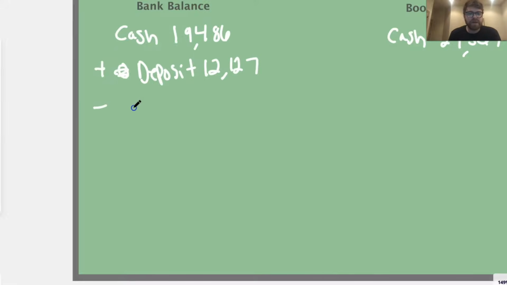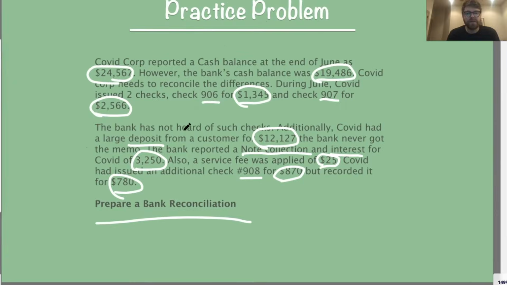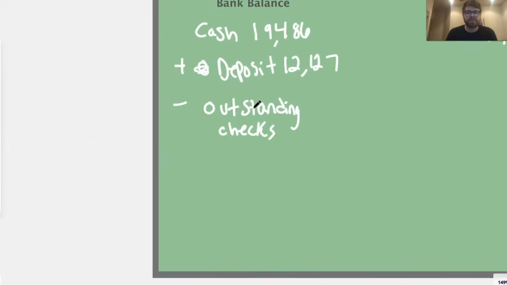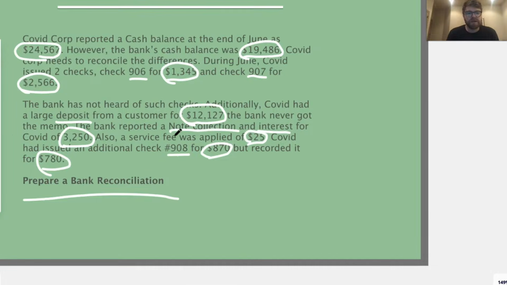Now next, was there any outstanding checks? Because that's important here. I'll call it outstanding checks. So let's go take a look. Well, if you remember, right here it said during June, COVID had 2 checks, 1345 and 2566, but the bank had not heard of it. Those are important. So 1345 and 2566. So we're going to have to subtract those out.